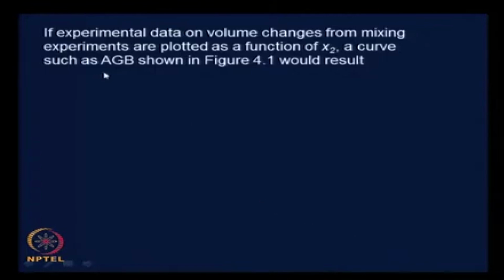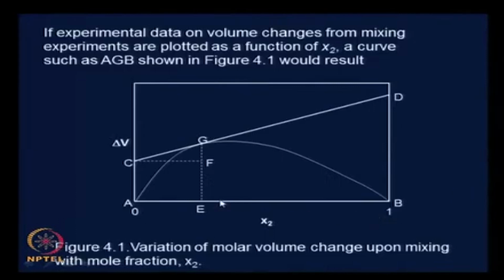If we plot the experimental data on volume changes from mixing experiments as a function of X2, the volume change on the y axis and the mole fraction on the x axis, we will get a curve something like this. This is delta V, the molar volume change upon mixing as a function of the mole fraction of component 2, which varies between 0 and 1. We get a curve A G B.